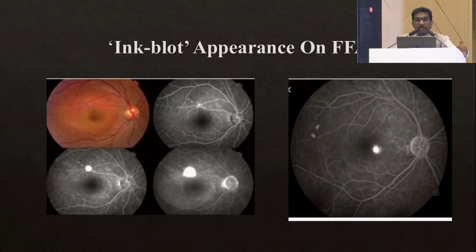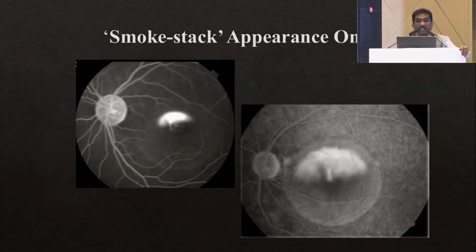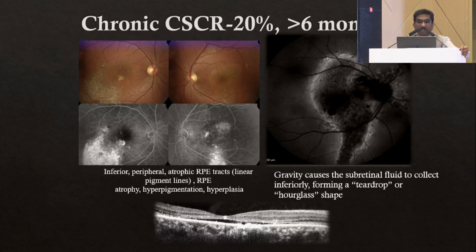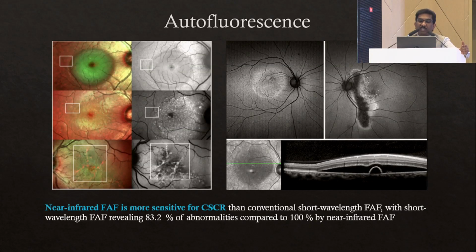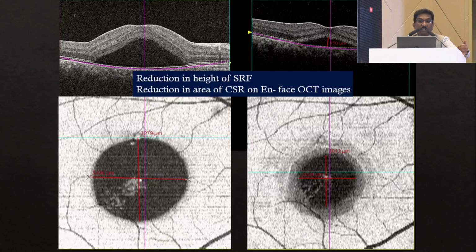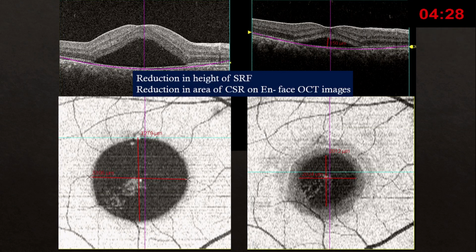So the typical FFA, we all have learned, shows the ink blot appearance and the smokestack appearance. And in chronic CSR, you will see these tracks. Autofluorescence is one more important tool that can help us to visualize the CSR and the various damage to the RPE that it has caused. However, OCT continues to be the most important tool in managing these patients, as we can see the reduction in height and also reduction in the area of the CSR on en face images.